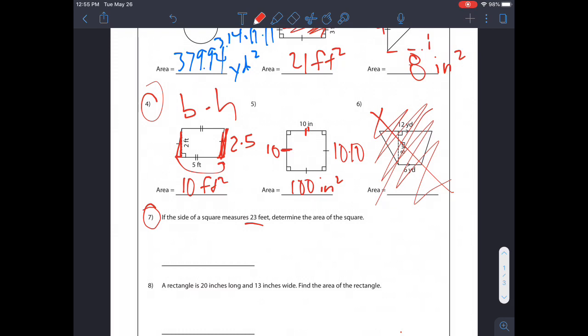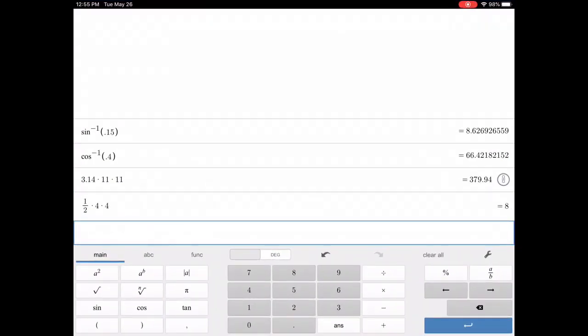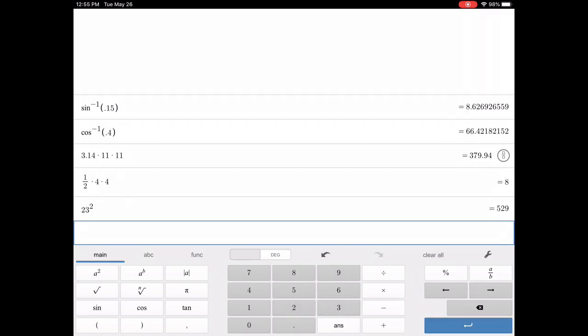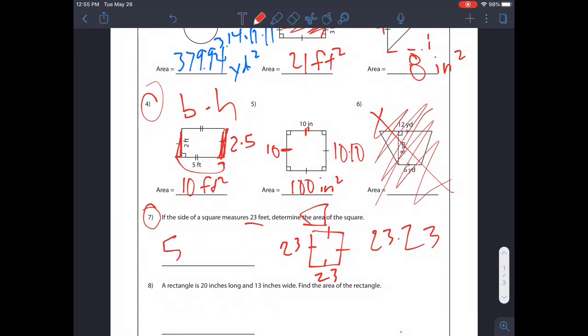Remember one of our problem-solving strategies? Draw it. We draw a square. It measures 23 feet, and we know that each side is the same. And so what math are we going to do to find the area? 23 times 23. You bet. I click over, 23 squared. That is just 23 times 23 two times. It's the square up in that last problem. Gives me 529 feet squared. Notice how I'm showing my work on all of these problems.